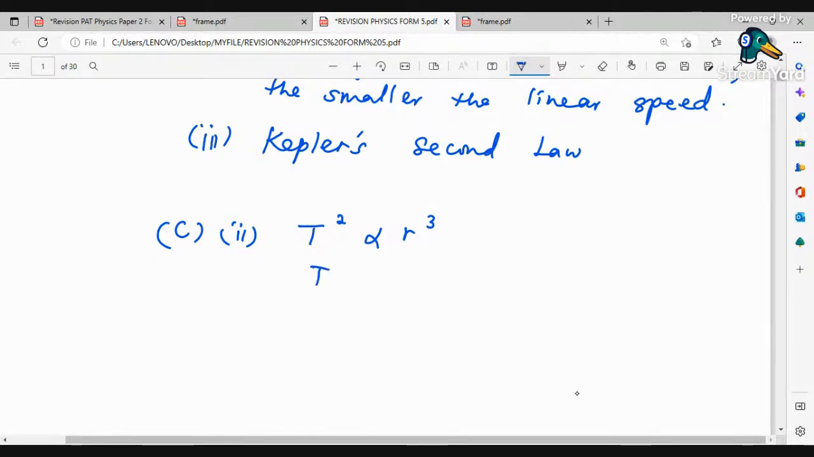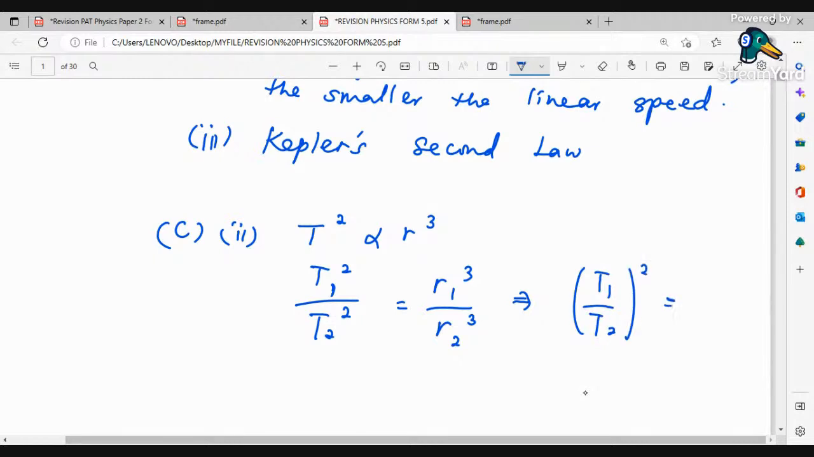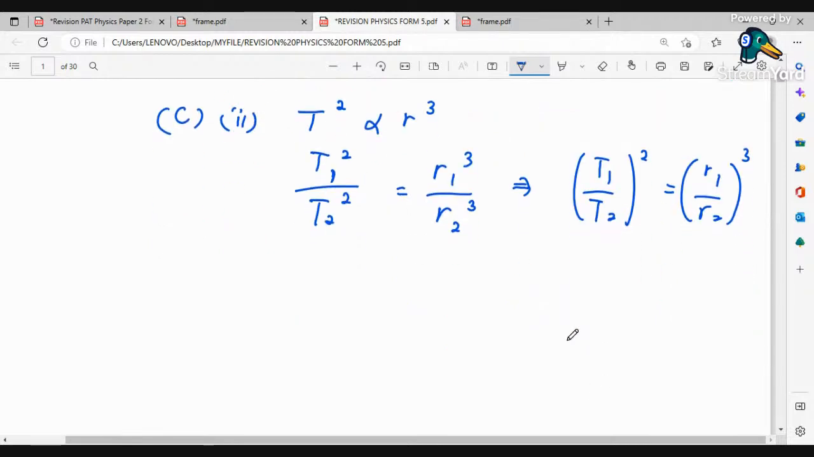Dia boleh dapat T1 squared over T2 squared equals R1 cube over R2 cube. Ataupun very easy to write this way, T1 over T2 squared, R1 over R2 cube. Okay, Halley's comet tadi.